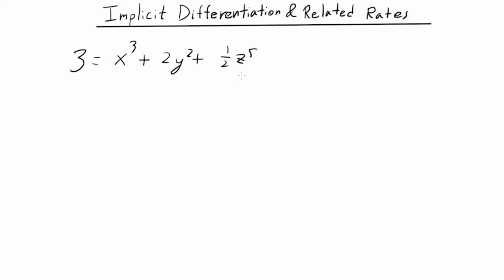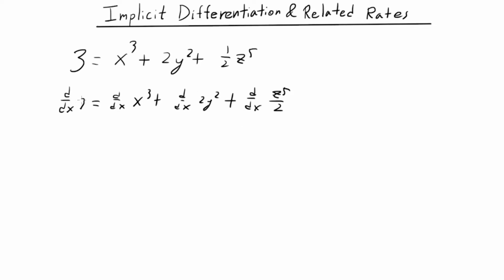So if we were about to differentiate this, how are we going to be doing this? Well, we're going to be doing the exact same thing. Right now, we don't have specific things to talk about, so let's just differentiate in terms of x. So let's do the same thing as before. d dx 3 equals d dx x cubed plus d dx 2y squared plus d dx z to the power of 5 over 2.